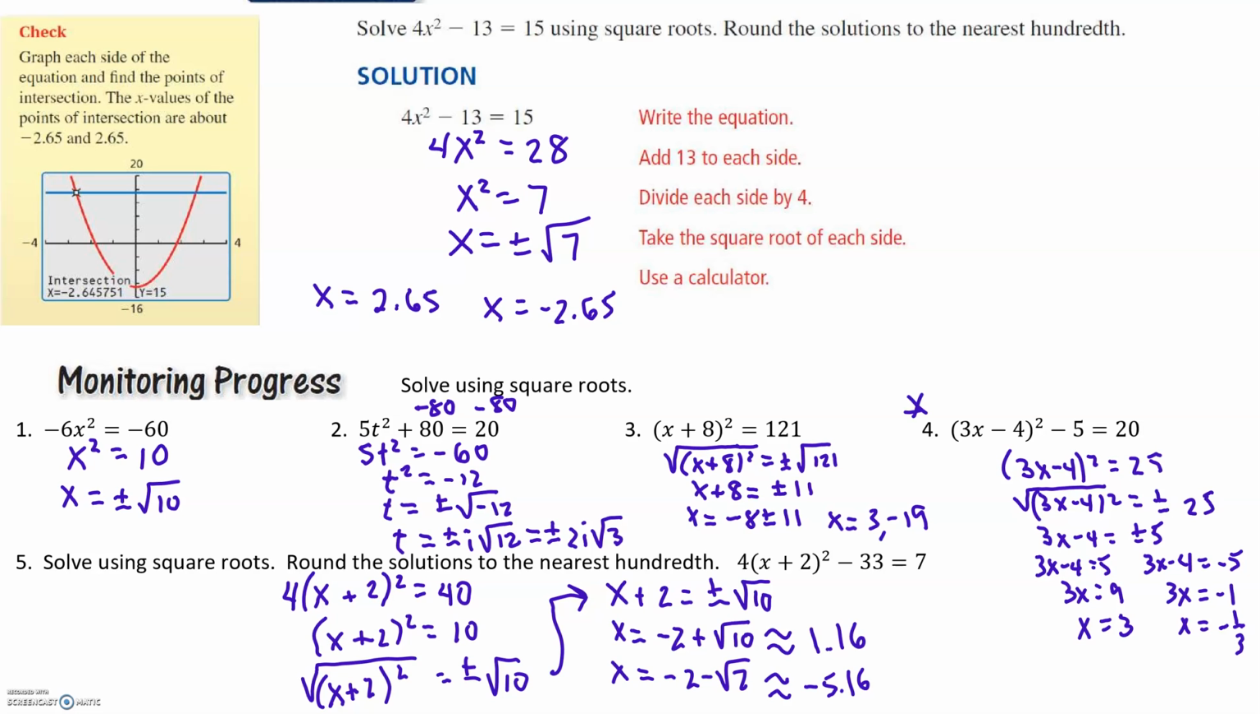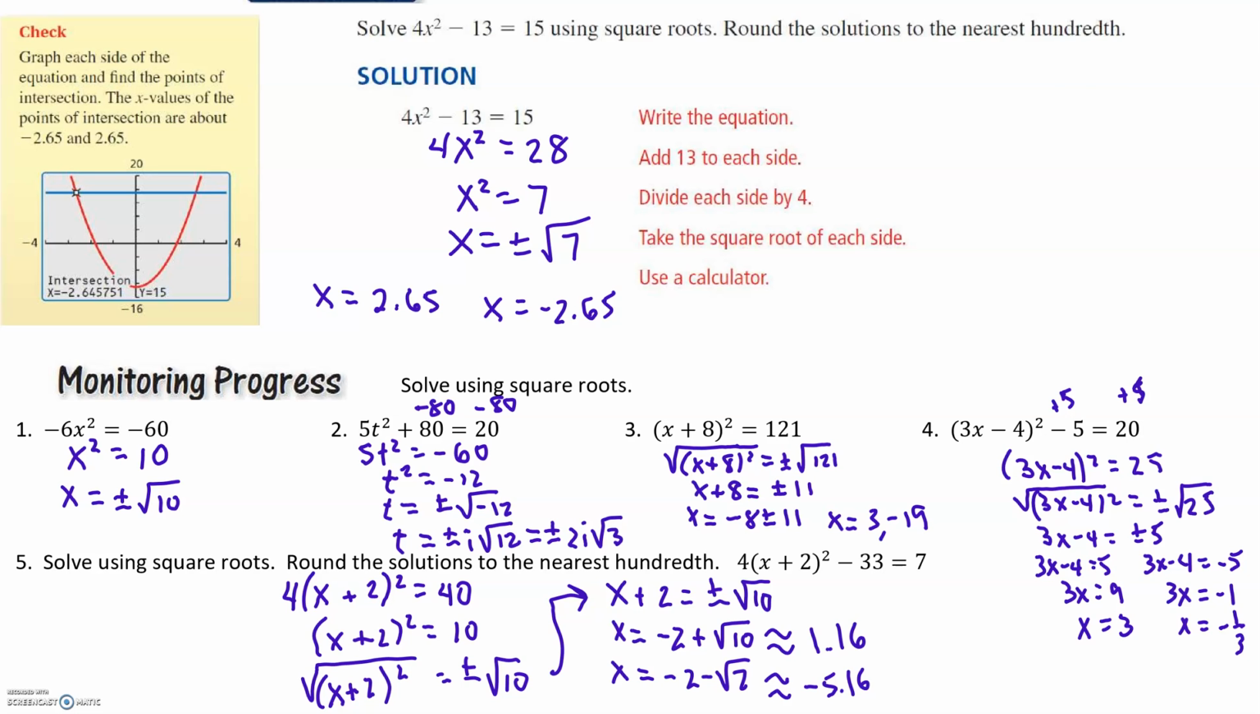Problem number 4. We need to get this binomial squared all by itself, so we add 5 to both sides as our first step. So we'll add a 5. And then we'll take the square root. So we have 3x minus 4 squared equals 25. Oops, forgot the square root. We have 3x minus 4 squared under the radical equals plus or minus square root of 25. Square root of 25 is 5, so we have 3x minus 4 equals 5, or 3x minus 4 equals -5. And as we solve each of those, we get x equals 3 from one of them, x equals -1/3 from the other.